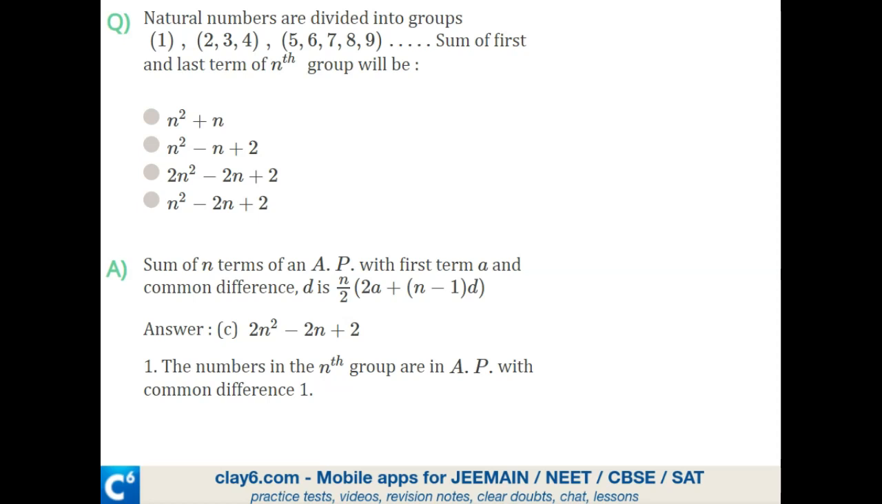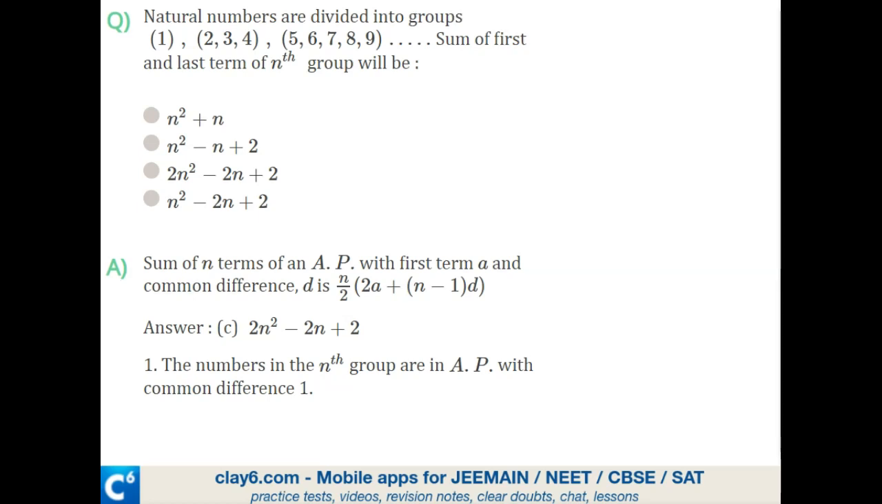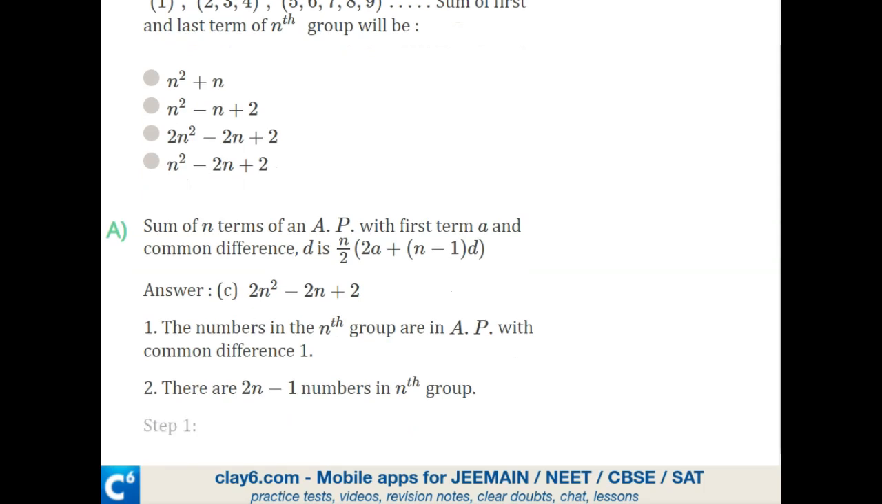So what is the first term? The numbers in the nth group are in arithmetic progression with common difference 1. That's a given because we see the first three groups, we get the idea. And how many terms are going to be there in the nth group? That's easy because the first group has 1, the second group has 3, the third group has 5, and so on. So the nth group will have 2n minus 1 terms.